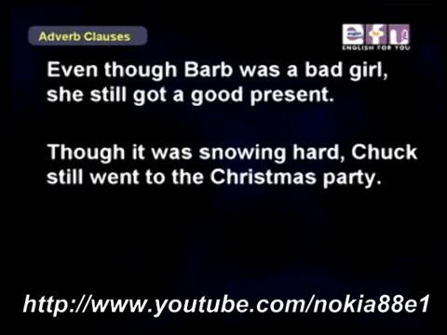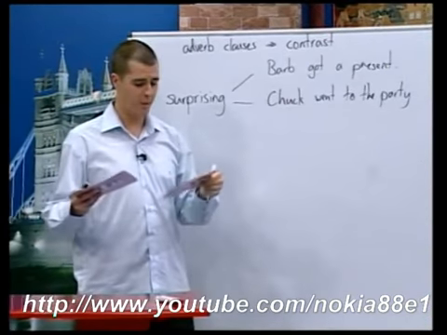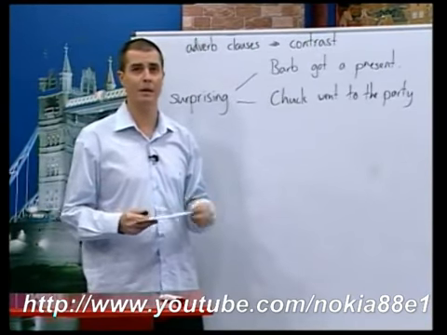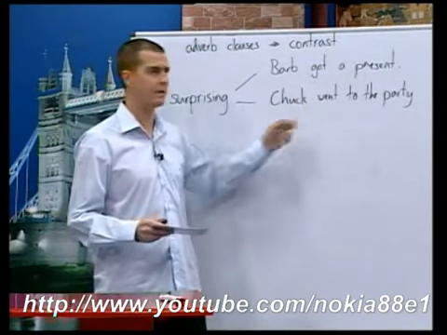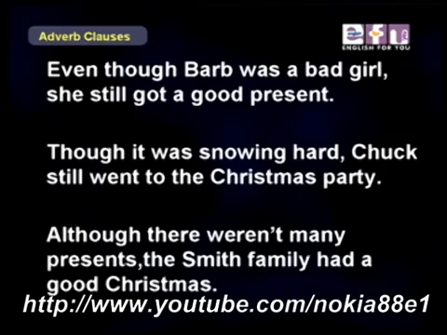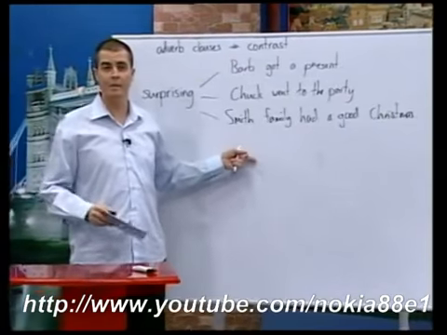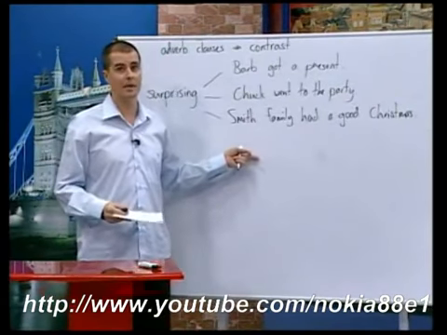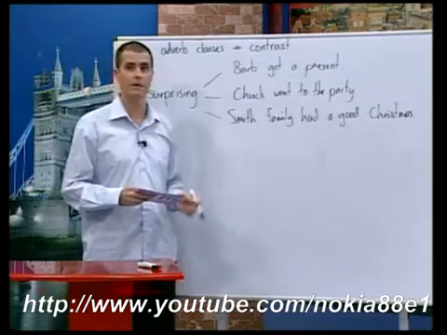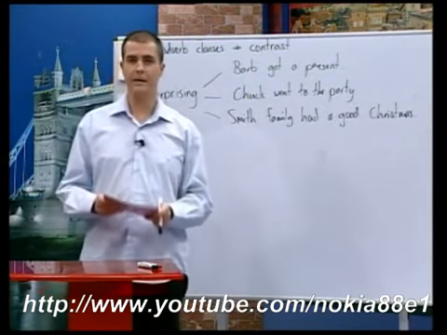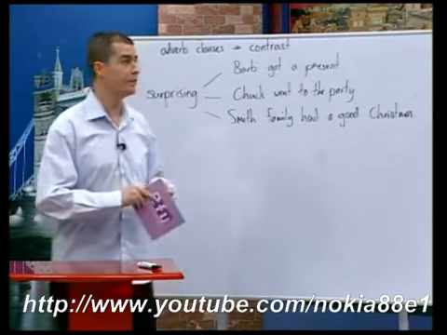Wow, it's a surprise. In the second sentence, Chuck went to the party. This is surprising because it was snowing hard, very bad weather. But Chuck went to the party. That's a surprise. And in the third sentence, the Smith family had a good Christmas. And this is a surprise. Why? Because there weren't many presents. But they still had a good Christmas. So it's a surprise.